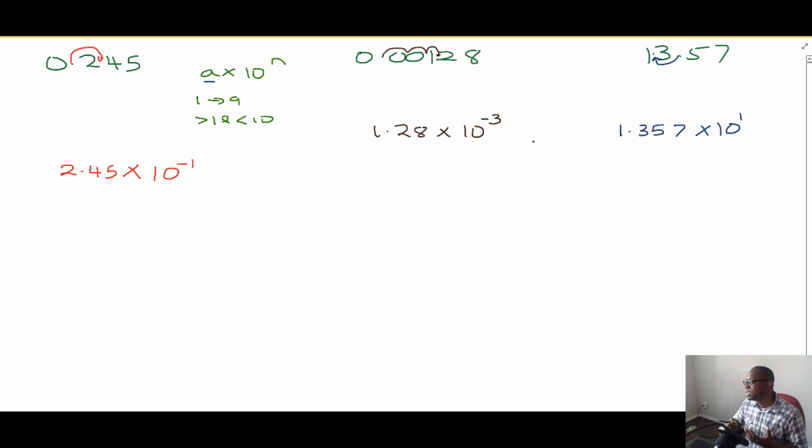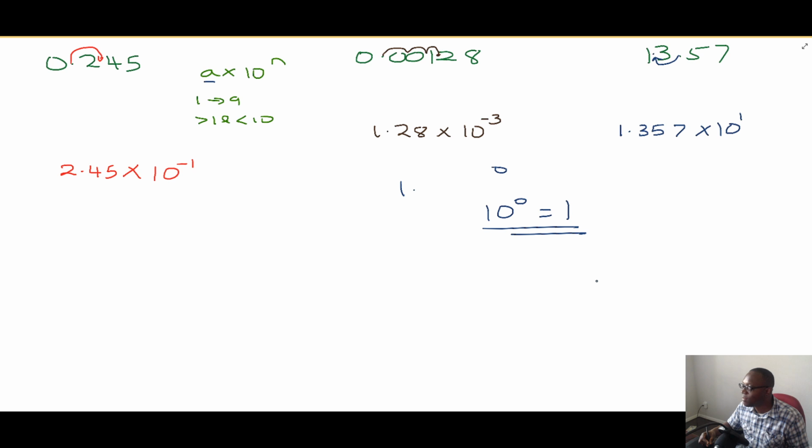So the general rule is that whenever your value that you're given or you're starting with is less than 1, your exponent is going to be negative. Whenever your value is greater than 1, then you're going to end up with a positive exponent. And if your value is 1, for example, if I have 1, my exponent is going to be 0, because any number to the power of 0 is equal to 1. So that's the other one that you need to pay attention to. I hope this helps with your understanding of standard notation.